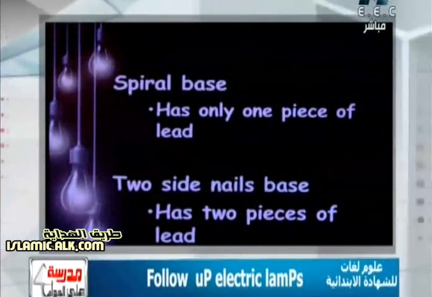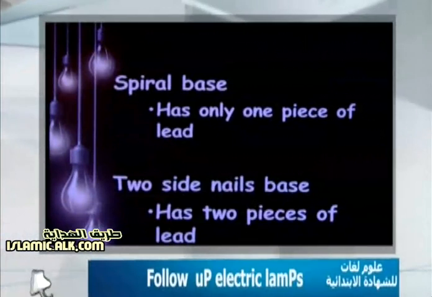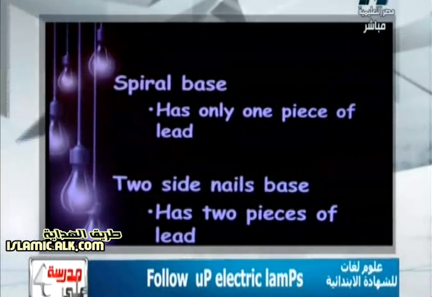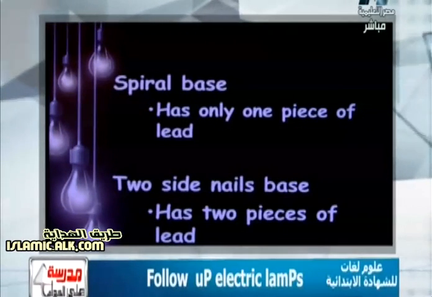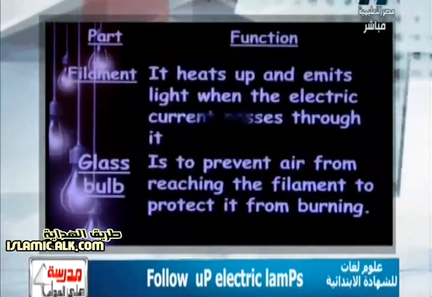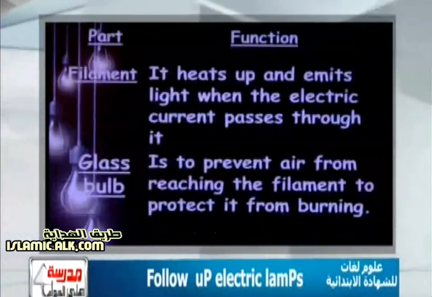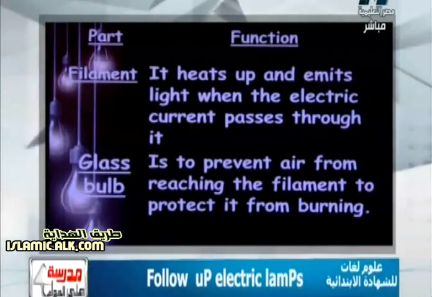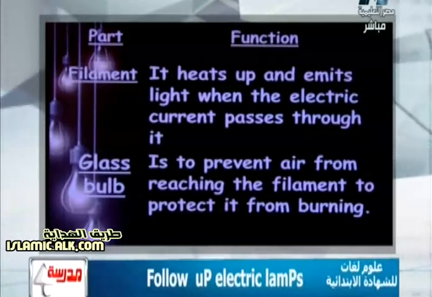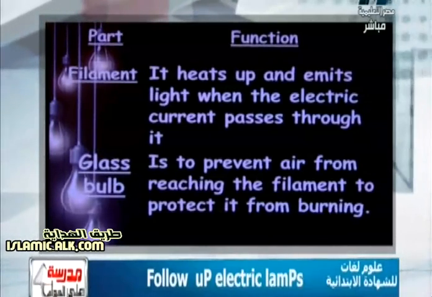Okay, so as I said, spiral base has only one piece of lead, two-side nail base has two pieces of lead. So let's have a summary for the electric lamp, or for the light bulb. The filament, as I said, heats up and emits light when the electric current passes through it.